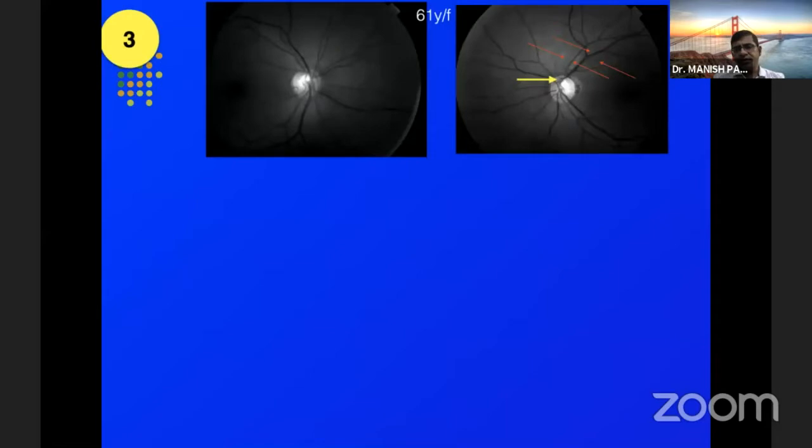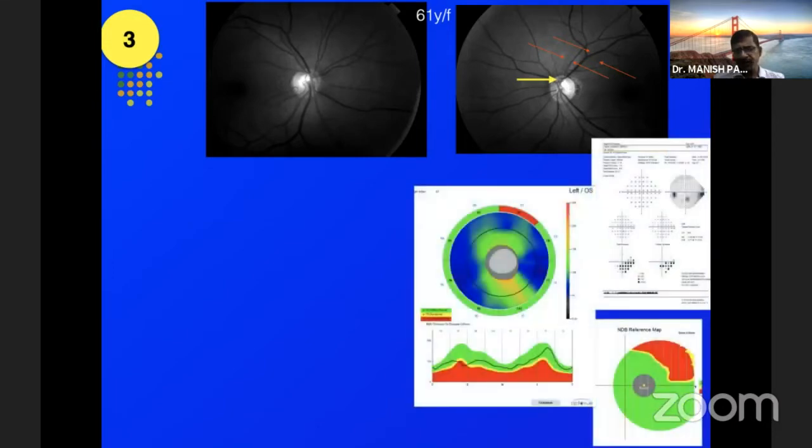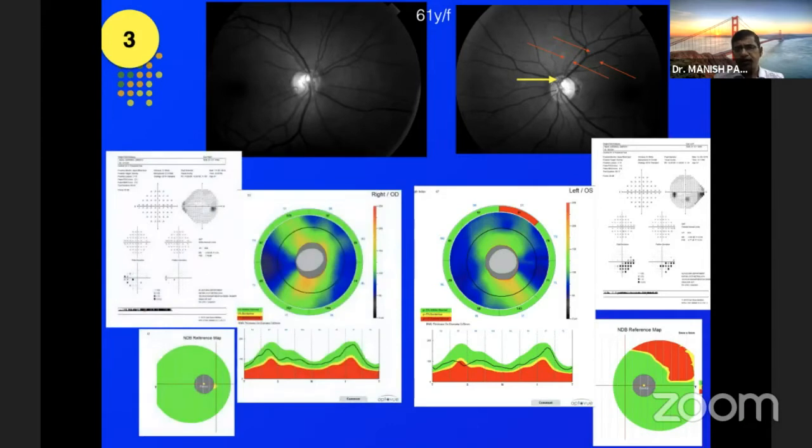Take this patient who's a 61-year-old female, and you can see some slit nerve fiber layer defects and superior thinning in the left eye. And we see corresponding defects in the OCT as well as the GCC, and we see some inferior defects. So it's fine. The findings correlate with what we see clinically on the optic disc. The right eye appears to be normal to me, and all the imaging comes out normal.